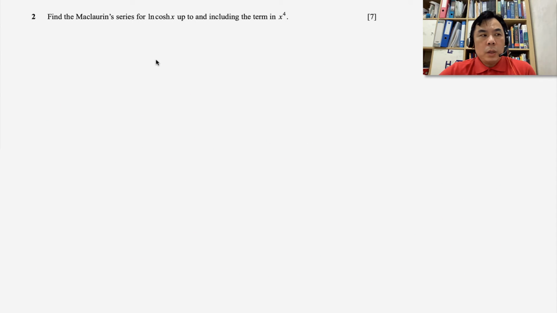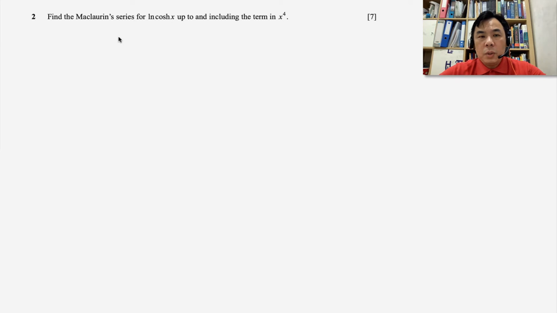Welcome back. Let's look at the second one. We need to find the Maclaurin series for ln cosh x, as how my students like to pronounce it, but the correct pronunciation for cosh x is hyperbolic cosine x, right? Up to and including the terms in x to the power of 4. That's worth 7 marks, but anyway, it's quite worth it in this case.